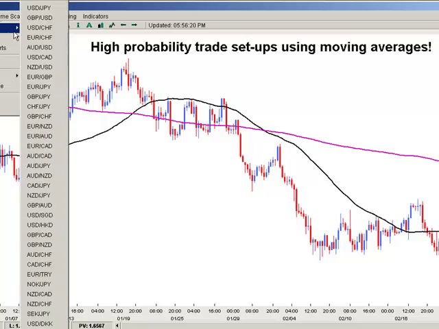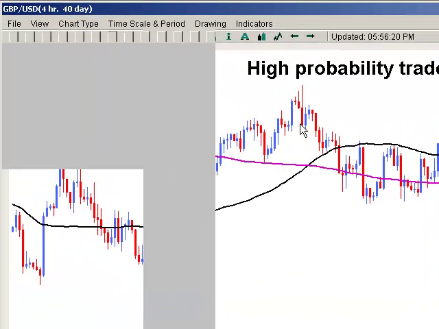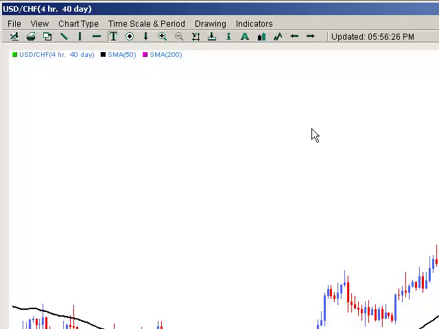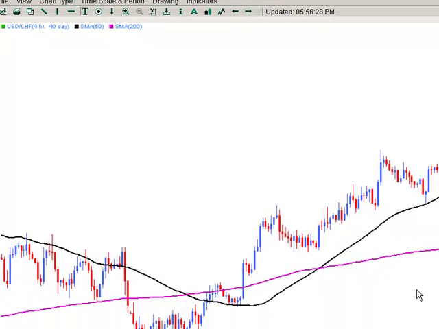And I'm using this on a 4-hour chart. You can do this on daily charts or 4-hour charts. I typically would encourage you to use it on longer time frames like 4 hours or daily charts, because those are going to be a lot more significant and have bigger potential moves.